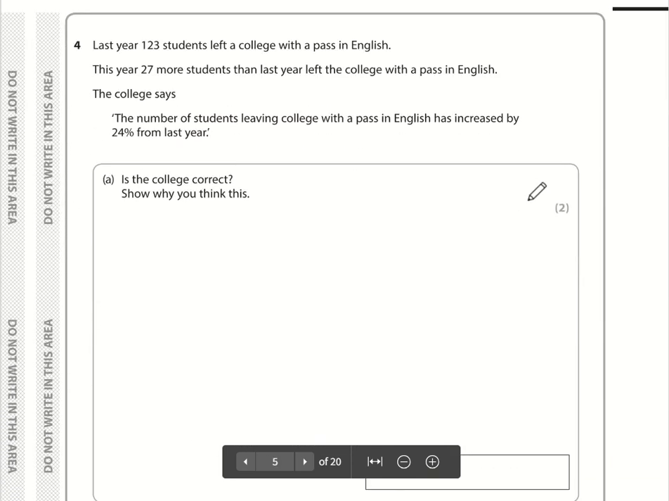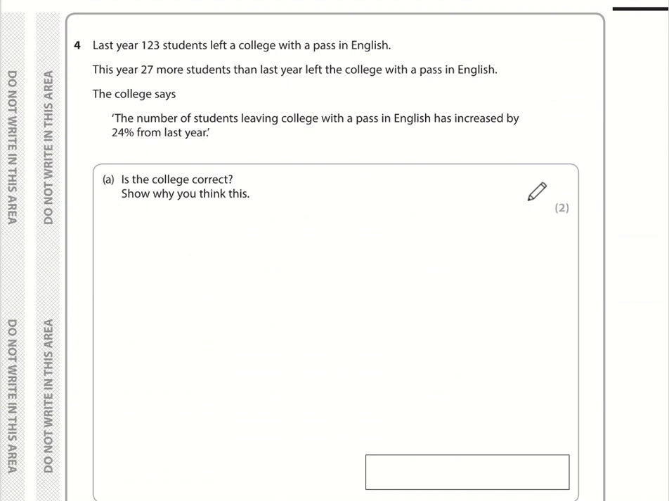Okay, so last year 123 students left the college with a pass in English. This year 27 more than last year left with a pass, and the college says the number of students leaving with a pass has increased by 24%. Is that correct? So here we're calculating a percentage increase or a percentage change.